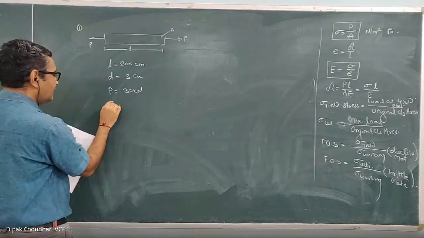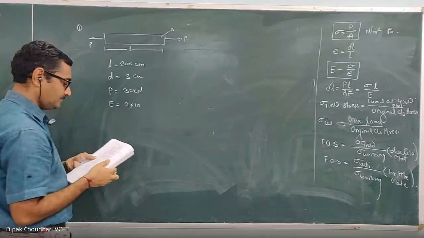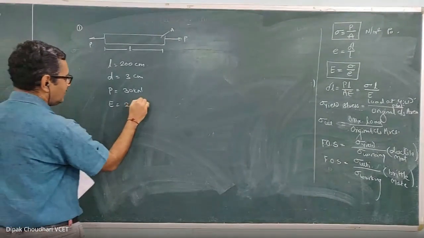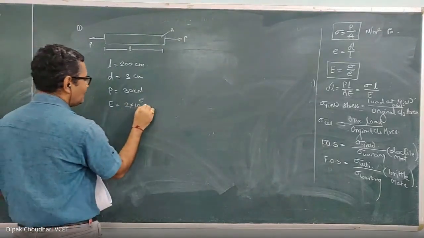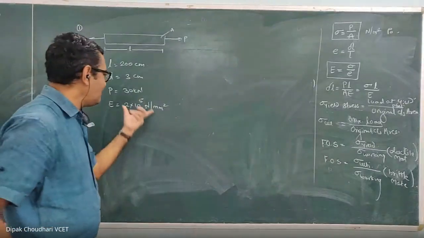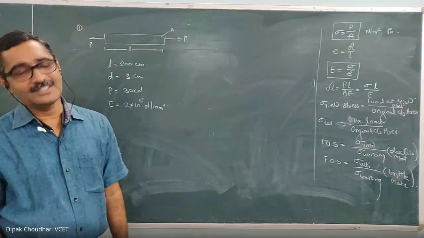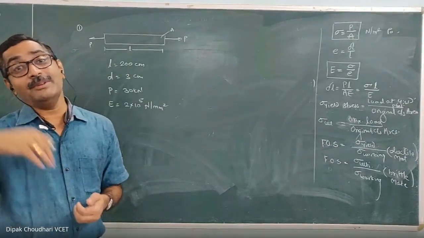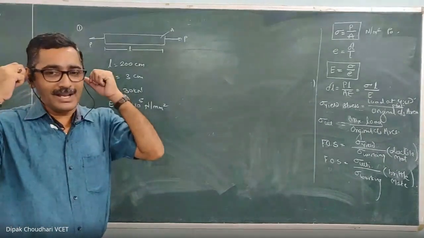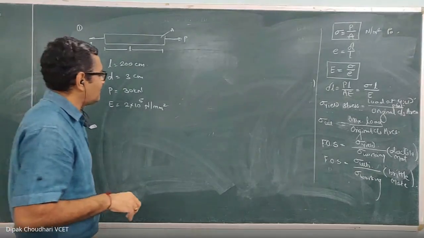Young's modulus is given, E equal to 2 into 10 raised to 5. It may look like a 3, but consider it as a 5. 2 into 10 raised to 5 Newton per millimeter square. This is the standard value of the modulus of elasticity for mild steel. Sometimes it may be 1.8, sometimes it may go to 2.1, but this is the standard value for mild steel. So let's take 2 into 10 raised to 5 Newton per millimeter square. There is a misprint.